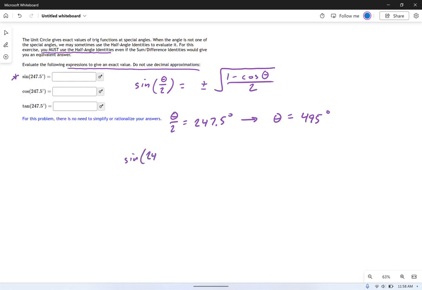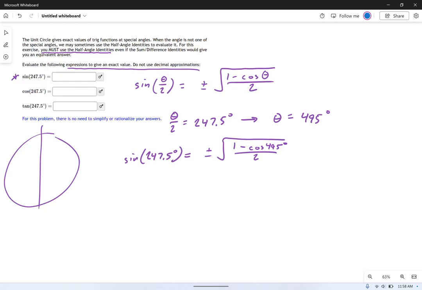So sine of 247.5 degrees is going to be equal to plus or minus the square root of (1 minus the cosine of 495 degrees) over 2. Well, not many people know what the cosine of 495 degrees is, but many people know what coterminal angles are. If this is my unit circle, where's 495 degrees on it? Clearly, it's more than 360. So we can just drop 495 down by 360, and we get 135. Most people know where that is on the unit circle. That's over here, 135 degrees.